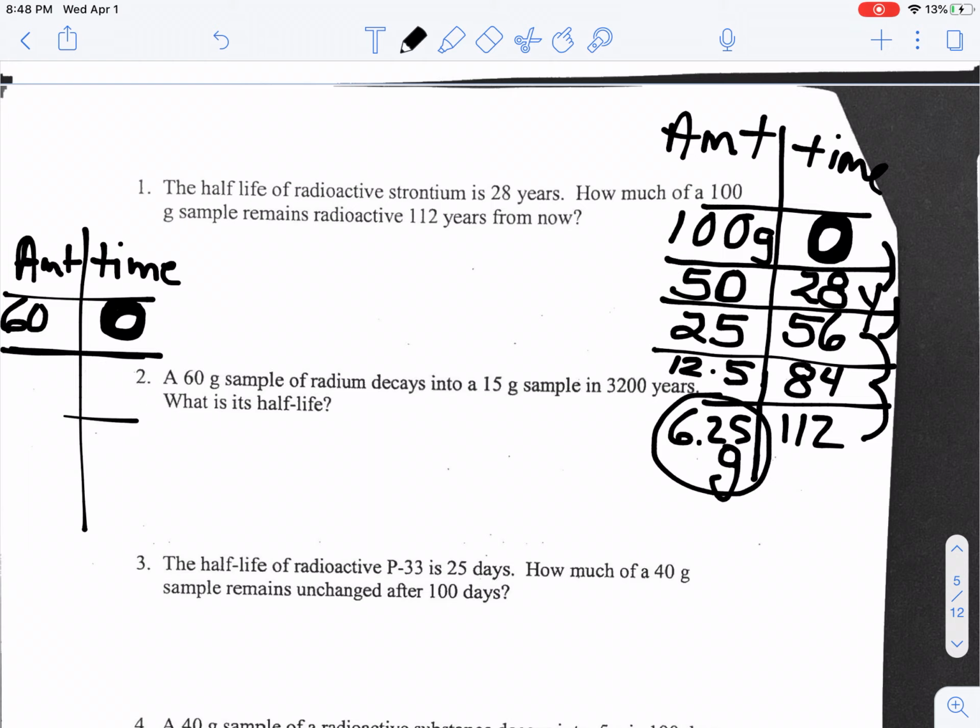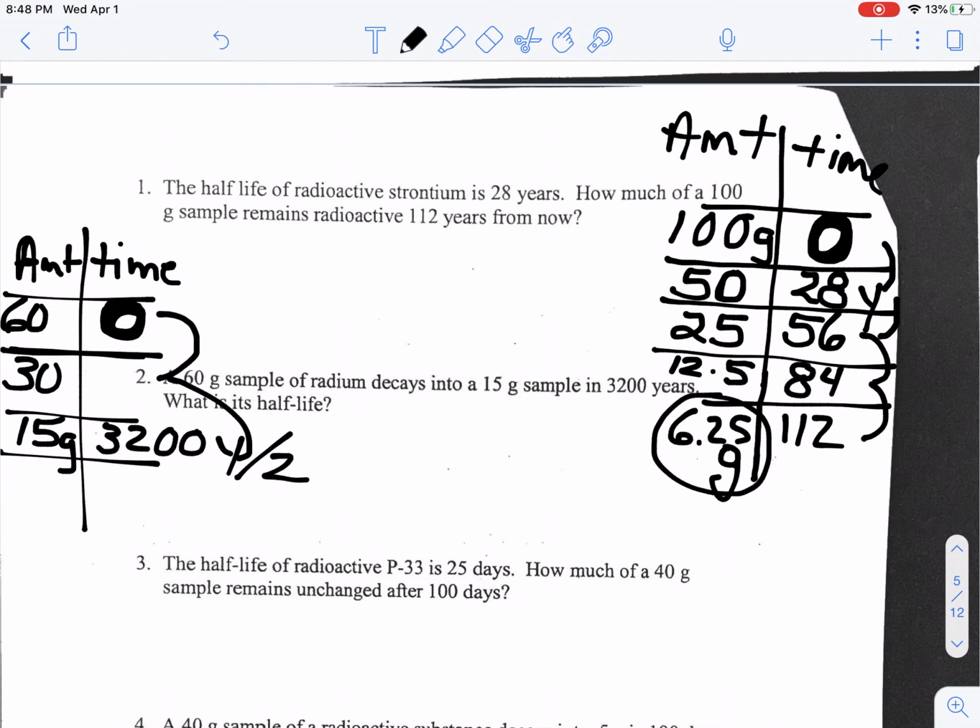grams. 60 in half is 30. 30 in half is 15. And next to 15 grams then, they're telling you you have 3,200 years. So with these half-life problems then, to figure out the half-life, you just count how many half-lives you've undergone. So I've undergone 1, 2, so I divide this by 2, and this becomes 1,600 years.